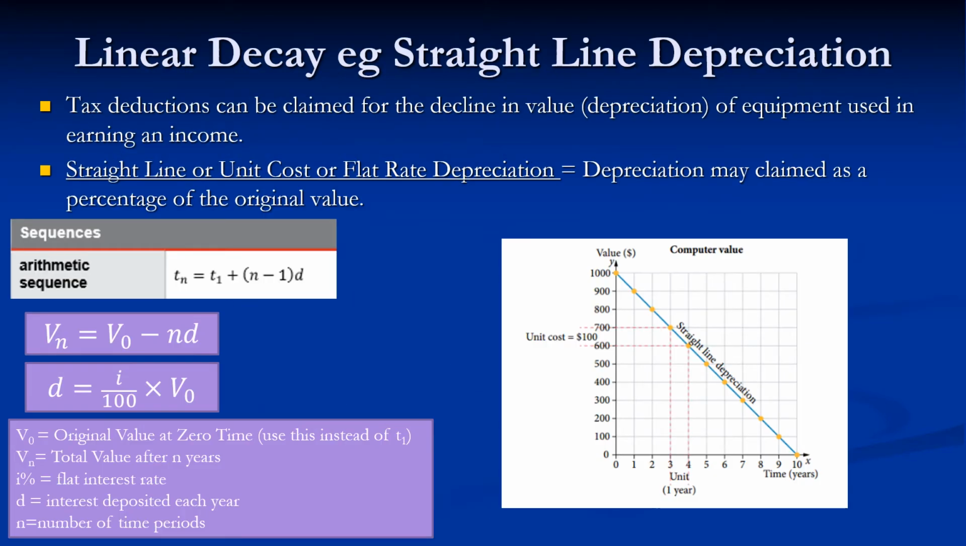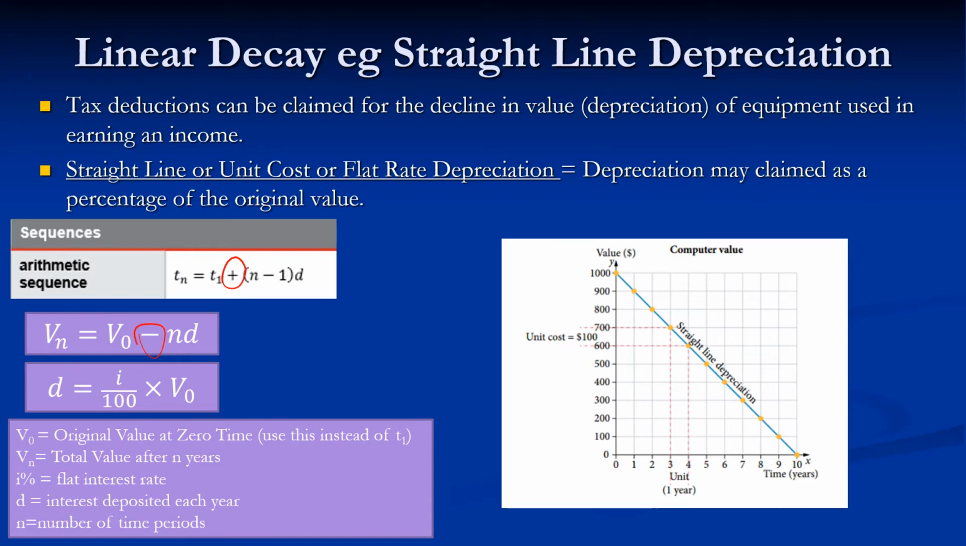Now, the linear decay is just the opposite. So instead of a positive, we have a negative. So instead of that positive, there's our negative there. So this is a good example of depreciation. So it's just reducing at a flat rate.